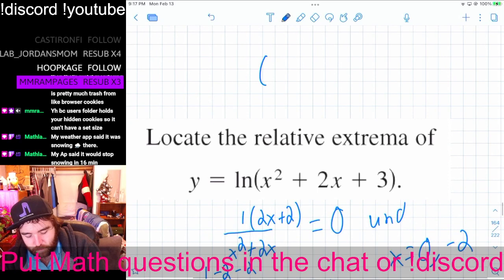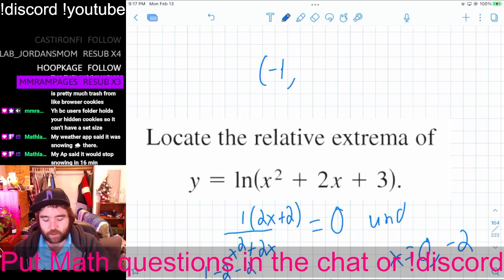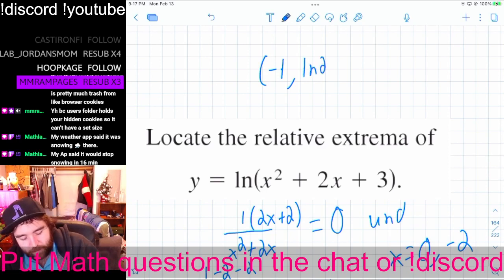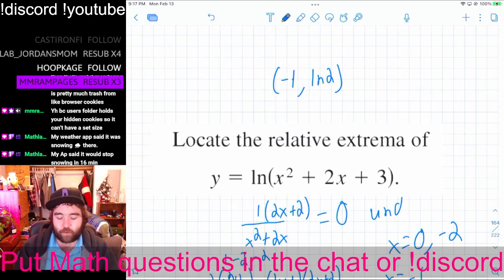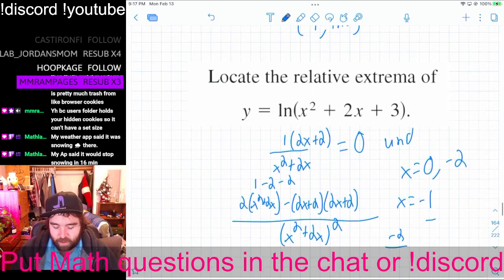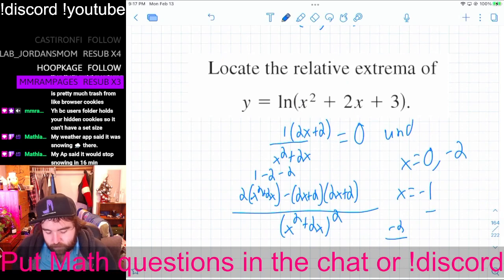So at x equals negative 1, I can even plug negative 1 into the original equation. What do you get? 1 minus 2, which is negative 1, plus 3, ln of 2. So that should be the maximum. At x equals negative 1, y equals ln of 2. And then, what are these asymptotes?